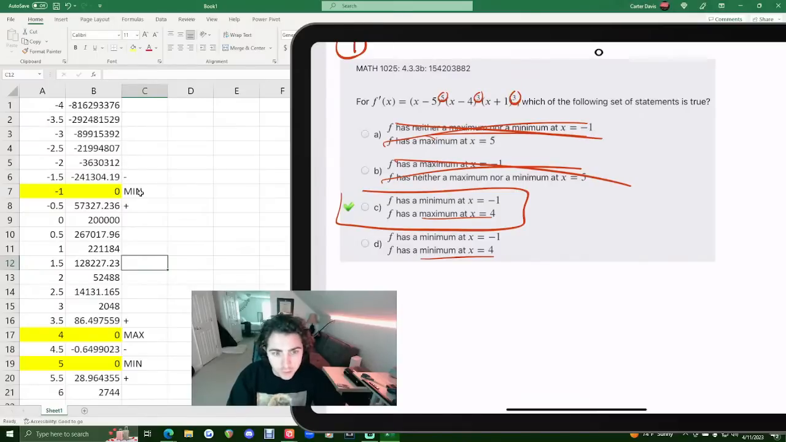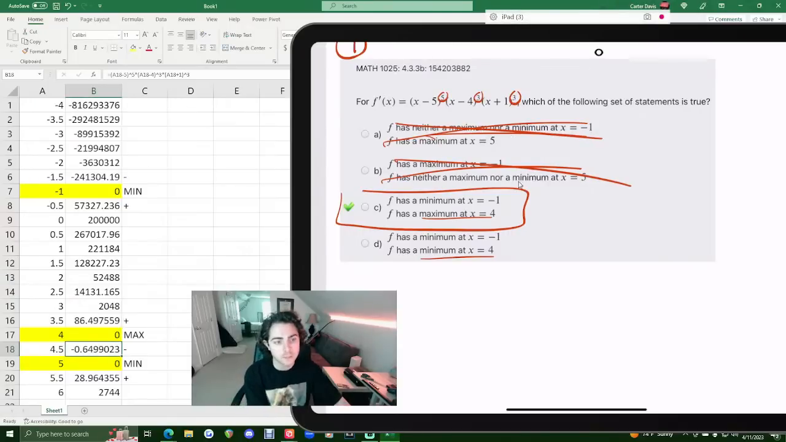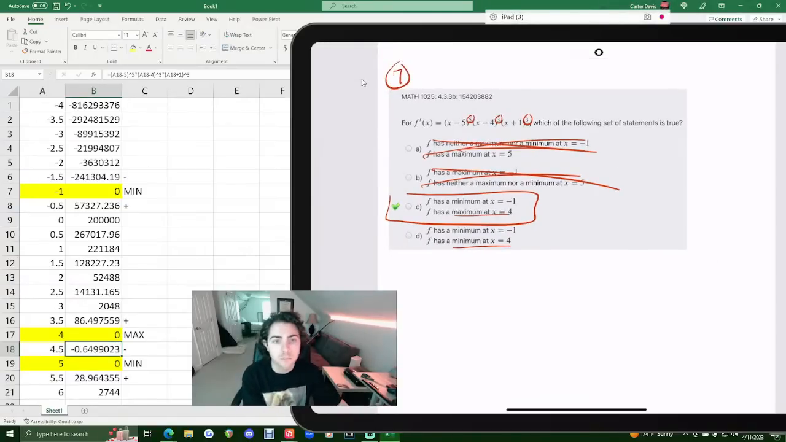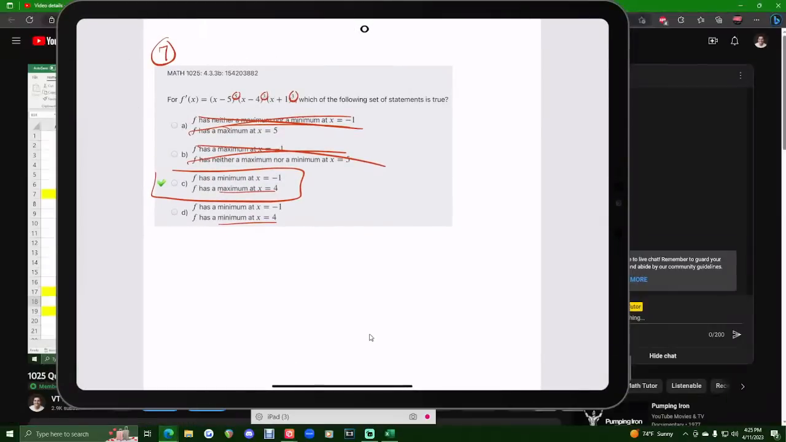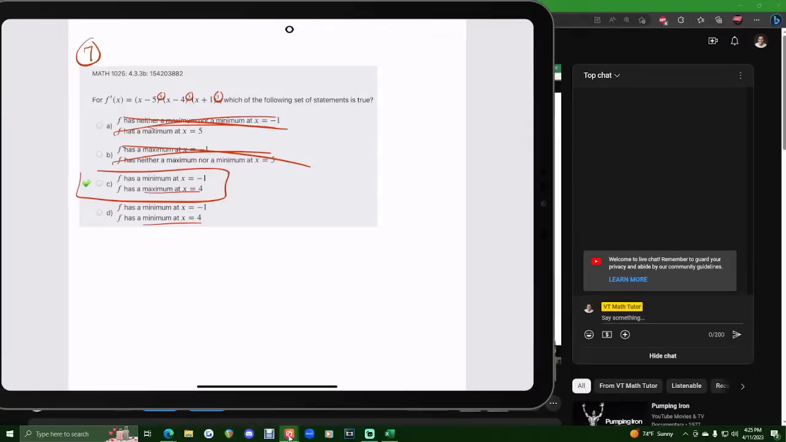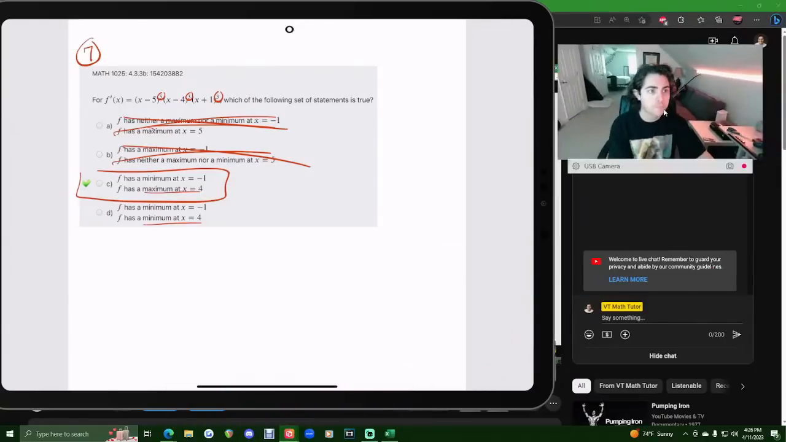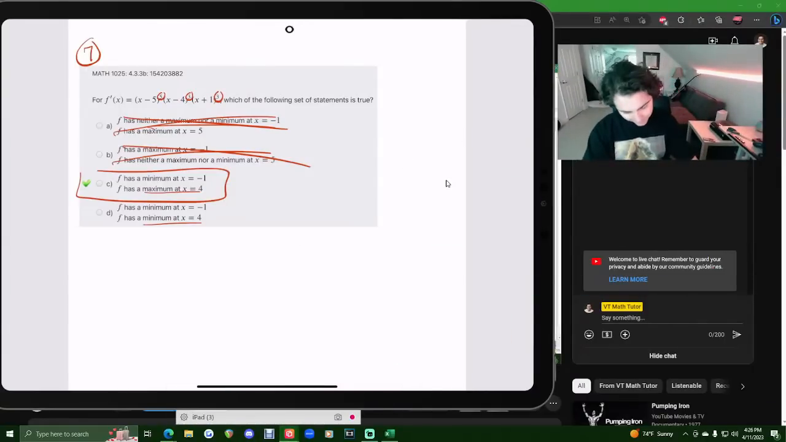What it would look like if you did not have a max or min is if this sign was negative and this sign was negative. If there was negative to negative and there was no sign change, you would not have a max or a min. If you went from positive to positive, then there's no sign change, so you wouldn't have a max or min. So that's kind of what you look for, neither a max nor a min. Hope that makes sense. Let's bring this back up. Bring me over here. All right.